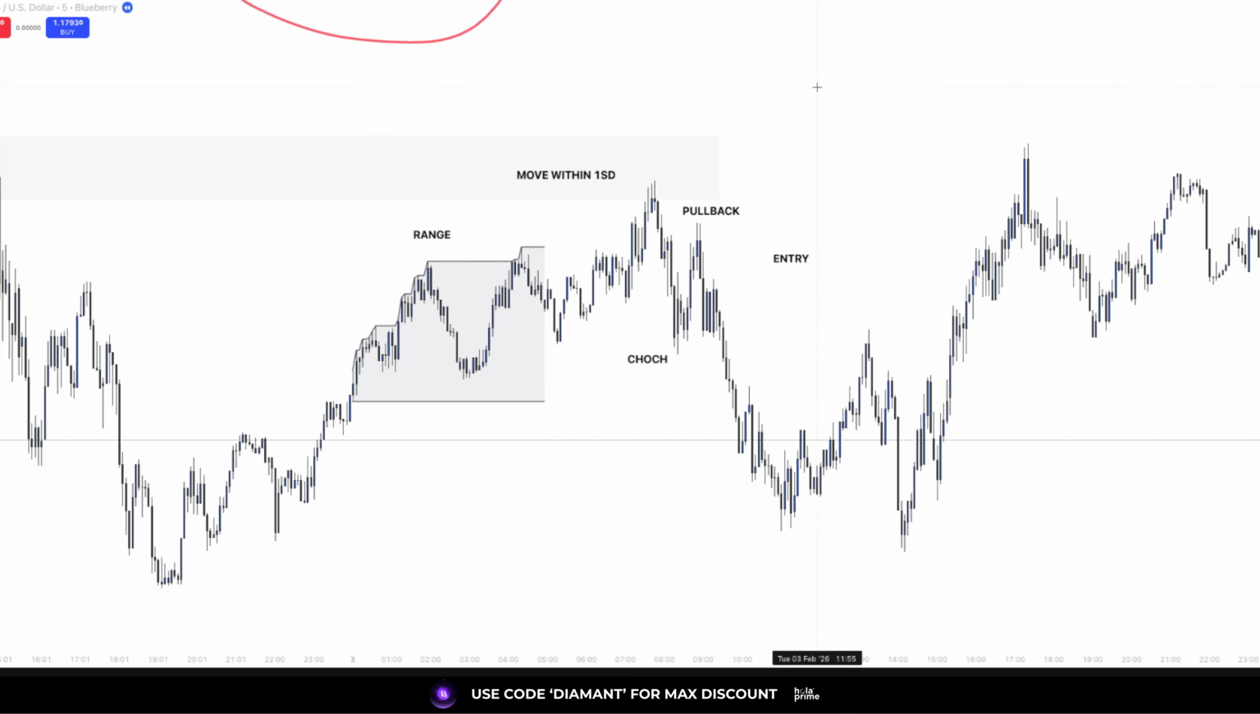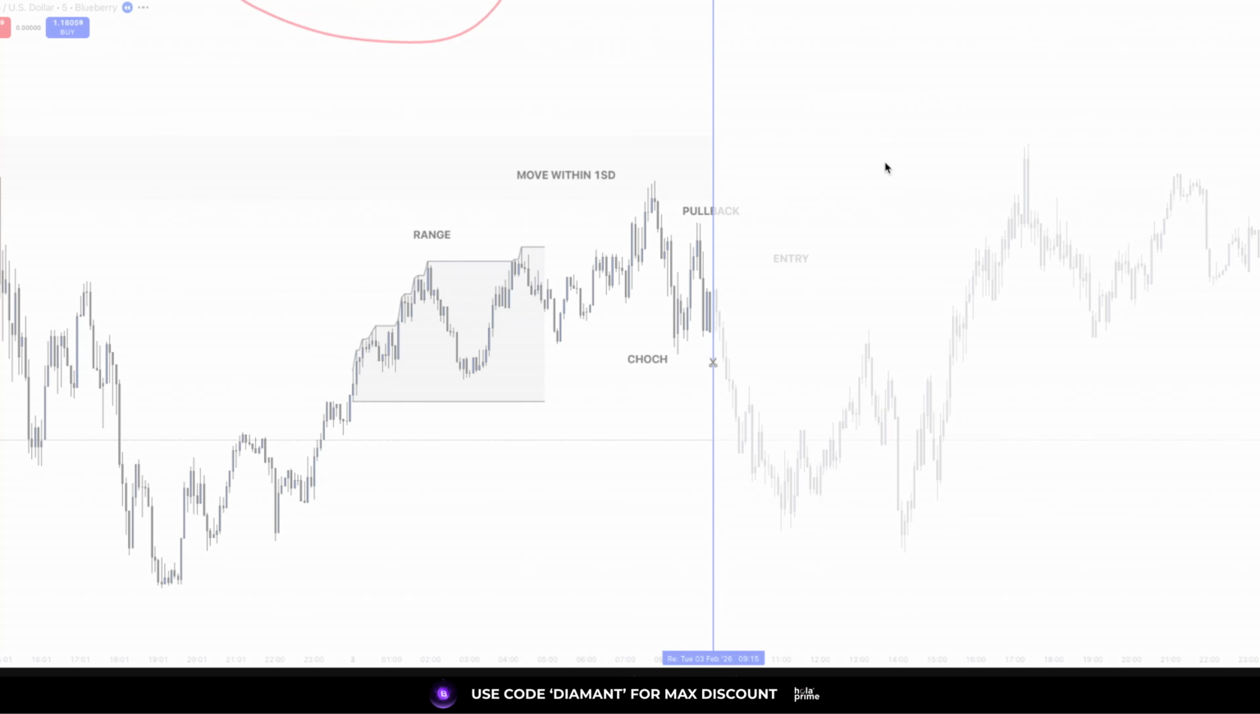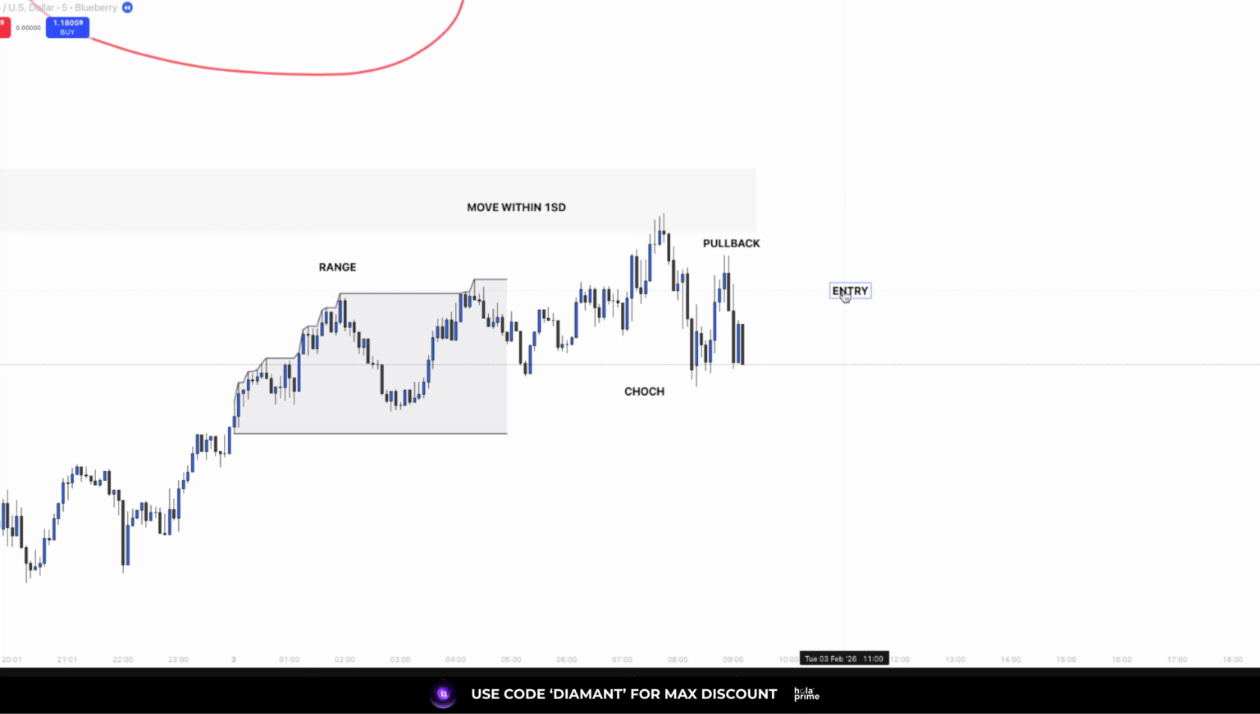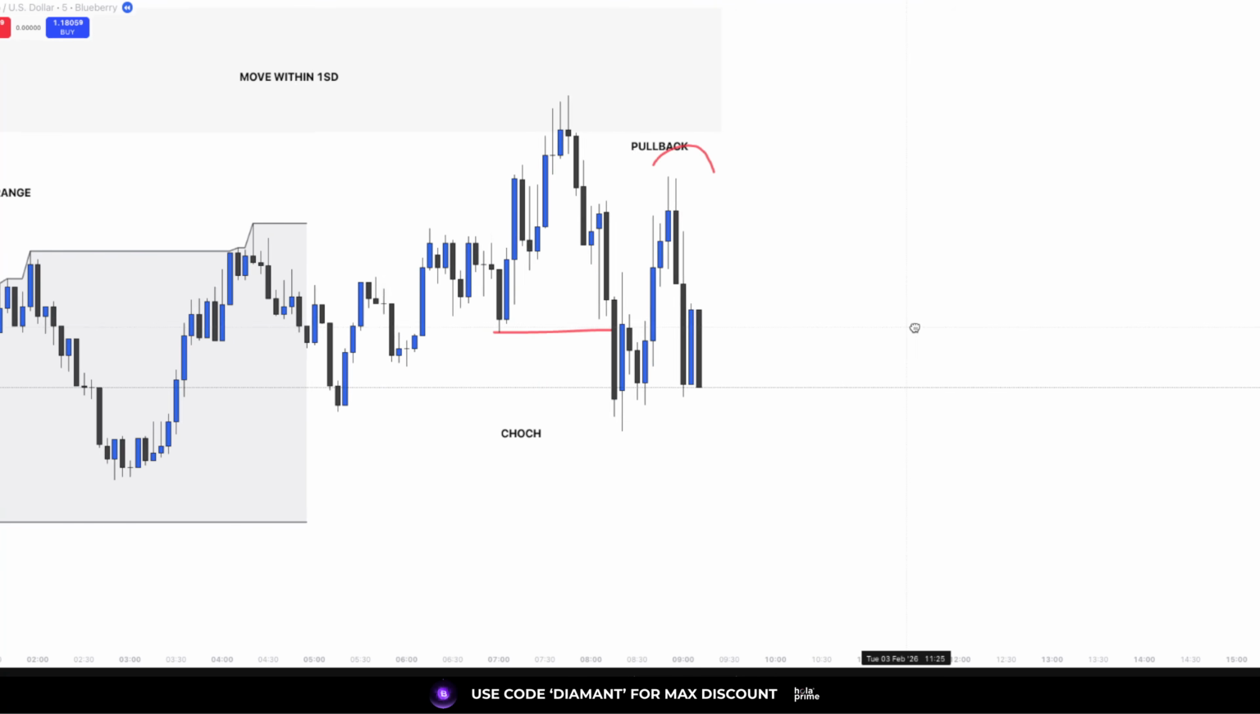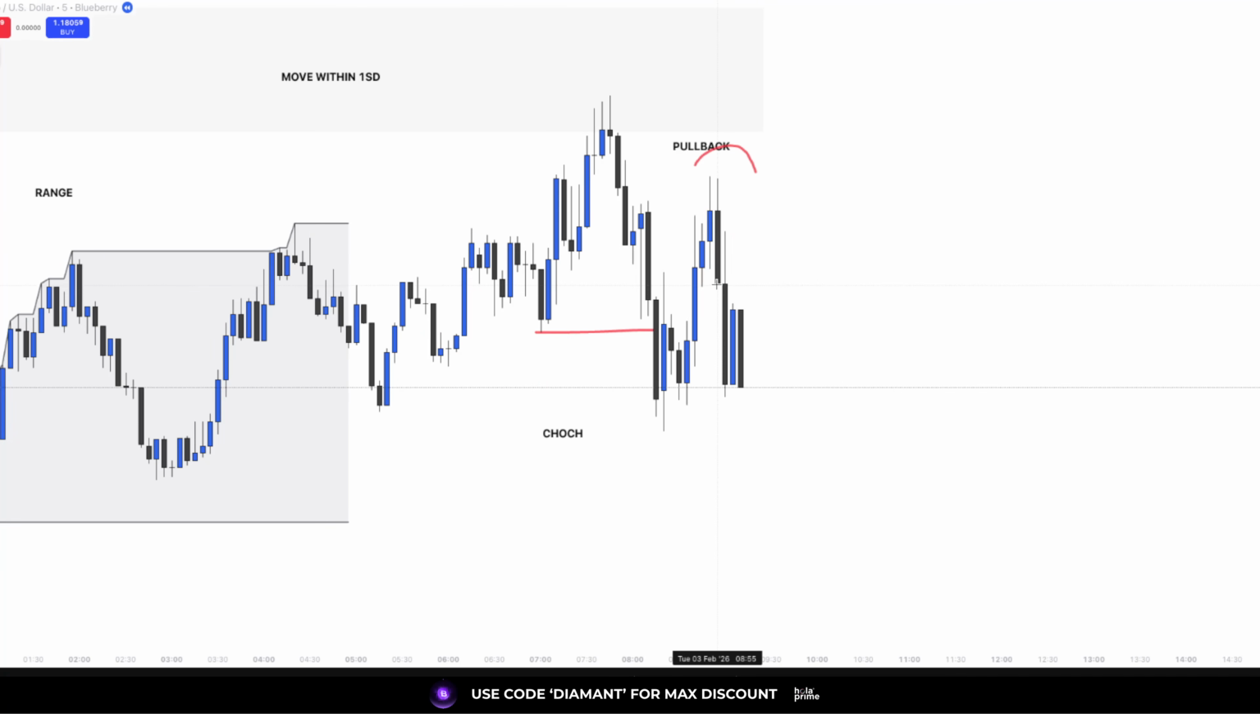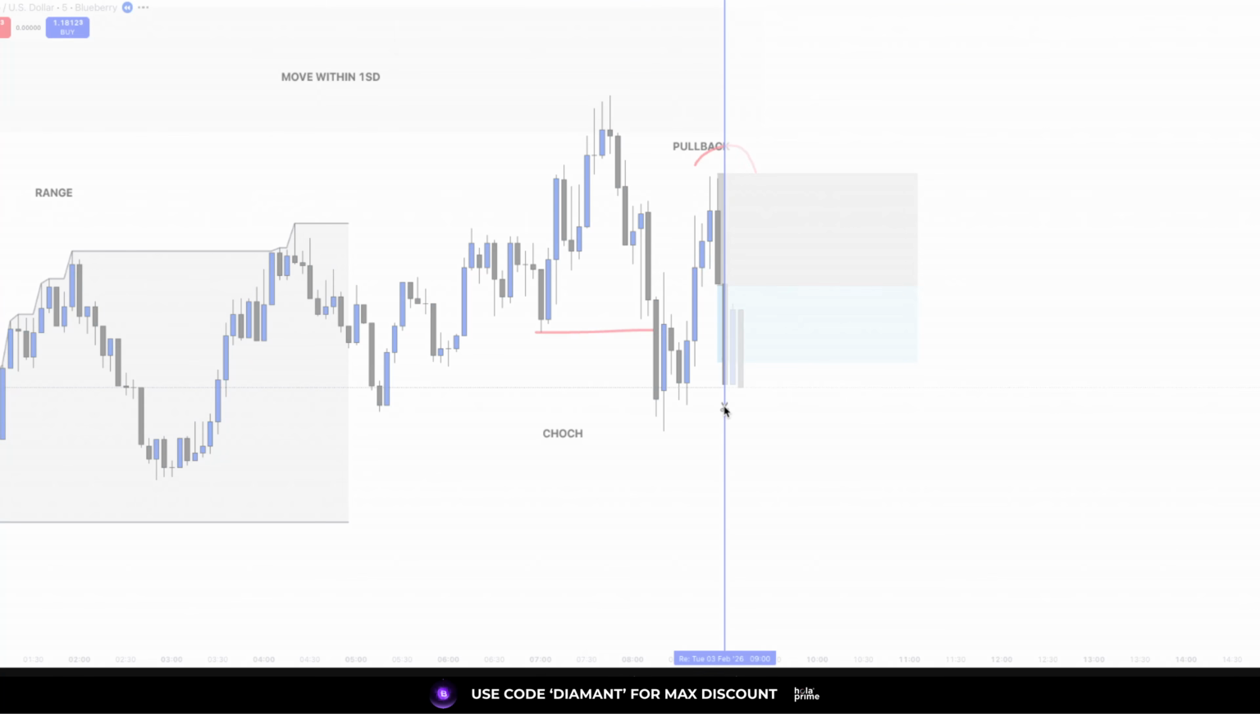But anyways, as we start to go through this, many people at this exact point over here would see something like this. They'll move within one standard deviation. They see the change of character at this particular point, and then they're waiting for the pullback. Cool. So the pullback has happened. So which engulfing candle do we actually enter on? This is the confusing part that people actually struggle with. So most people will take the aggressive approach and go with an engulfing candle that looks a little something like this. Now I'm going to explain to you why this is not the solution to this strategy.